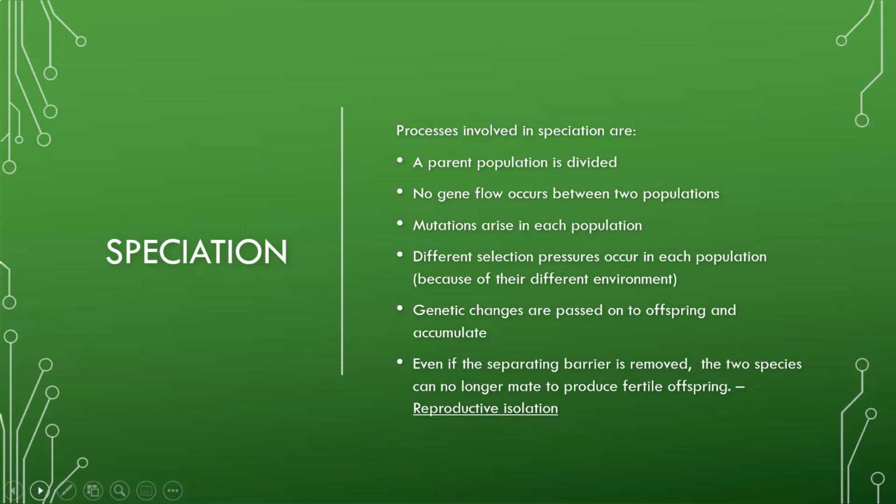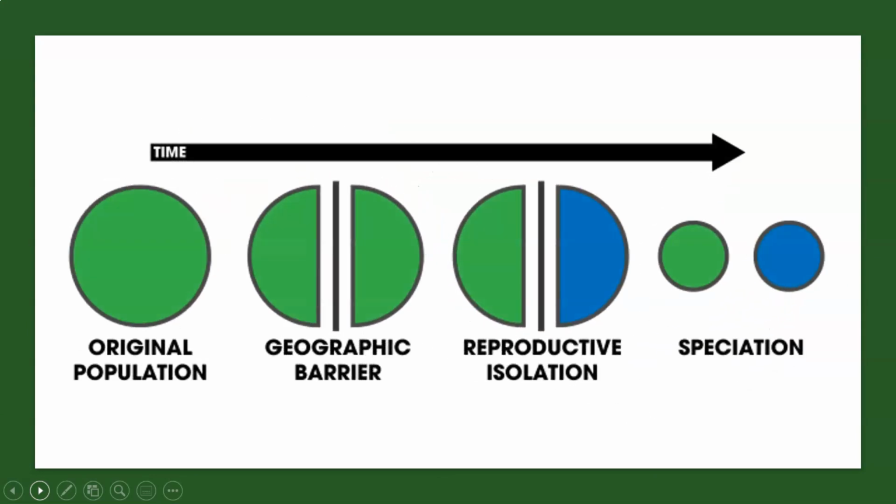And even if the separating barrier is then removed, the two species can no longer mate to produce fertile offspring. And we call this reproductive isolation. Okay, so you have your initial original population, you have that geographic barrier, then that reproductive isolation, and then speciation occurs. So we have two separate species in the end there.